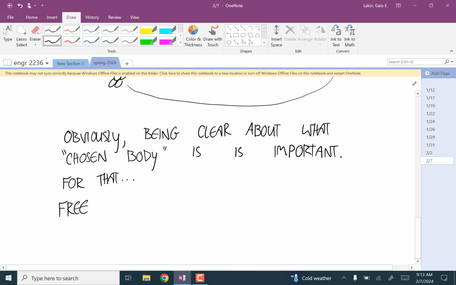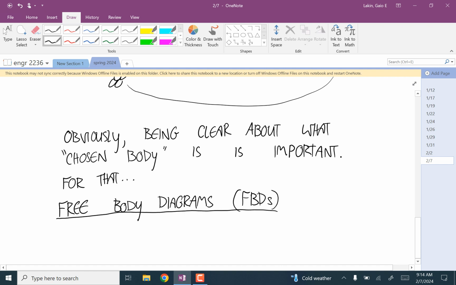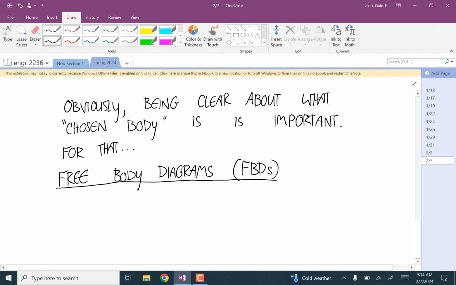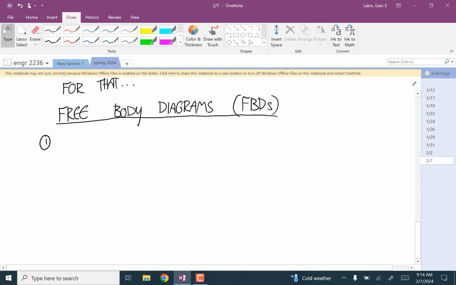So here are my rules for free body diagrams. And I'm going to abbreviate these FBDs. So first, draw a closed outline of the chosen body.